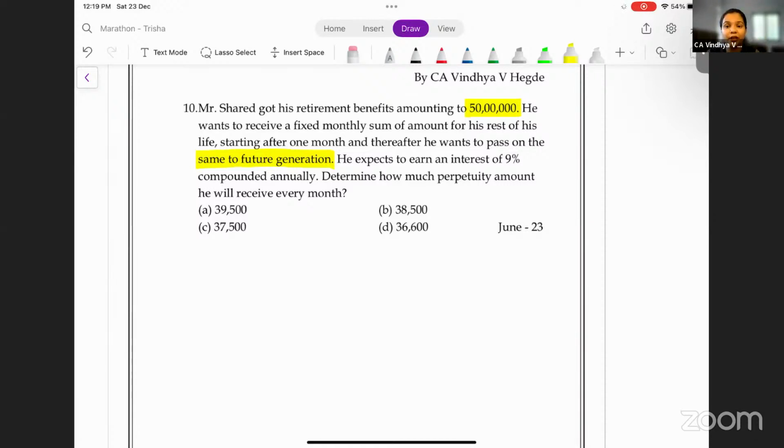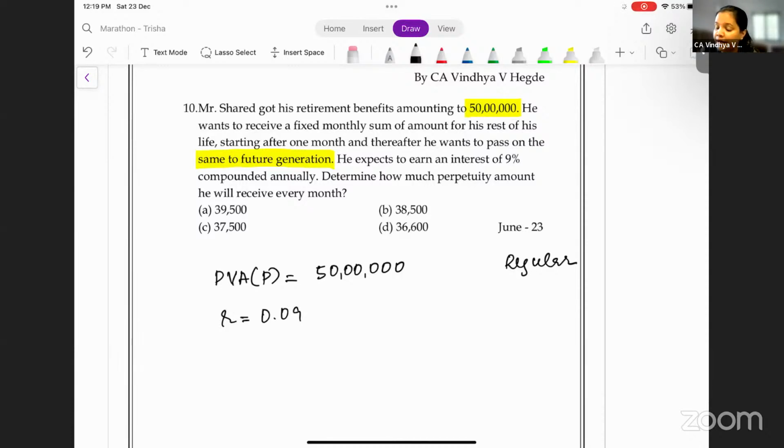So this Mr. Sharad is receiving 50 lakhs today. That is present value. And he wants to get payments in such a way that he gets the payments forever, which is perpetuity. Okay. So present value annuity perpetuity comes into picture here. So here our present value annuity perpetuity calculation, we have 50 lakhs for the rest of his life starting from regular. Okay, that is clear. What is the rate of interest?